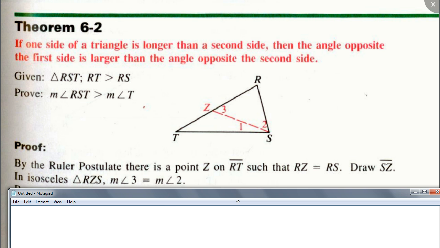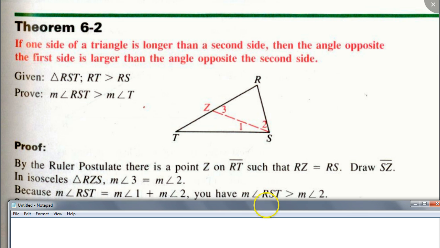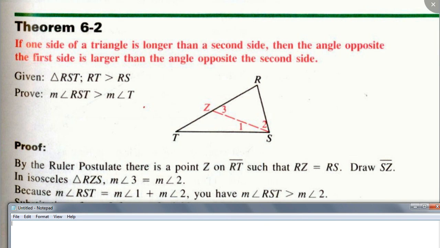Would you not agree, guys? Because RST is made up of angle 1 and 2 together, right? What property am I using there? The angle addition postulate says RST is equal to the measure of angle 2 plus the measure of angle 1. Or the definition of inequality. There you go. The reason why angle RST is greater than the measure of angle 2 is because of the property of inequality, right? You guys remember that?